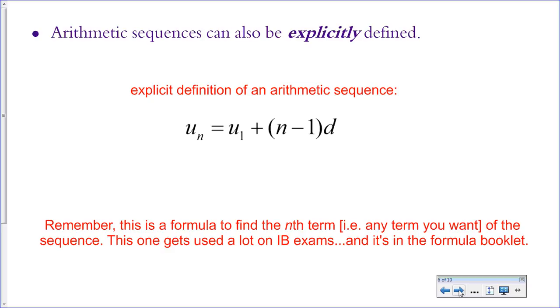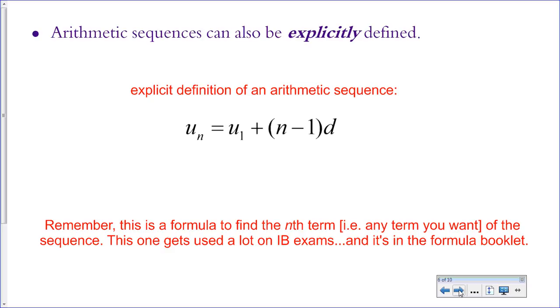Instead, the more useful definition is the explicit one. So arithmetic sequences can also be explicitly defined, and if you remember what an explicit definition is, this is how you would just plug in a number to get any term. So I could plug in 50 if I wanted the 50th term, right? And I don't need to know the term that comes before it. So I don't need to know the 49th term. I can just get the 50th term by plugging in 50 for n.